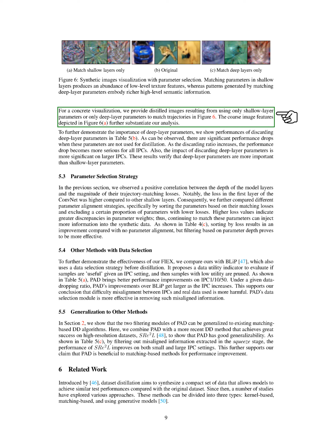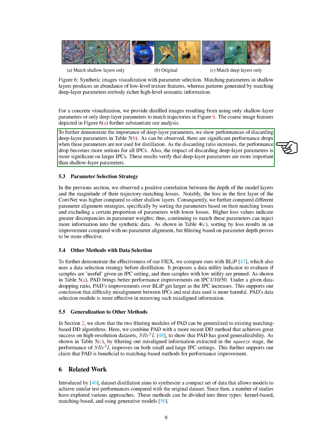We provide visual evidence of this in Figure 6, where images using only shallow parameters show coarse features. Additionally, we demonstrate the importance of deep layer parameters in Table 5, where we see significant performance drops when these parameters are excluded, especially for larger IPCs. Finally, we discuss our parameter selection strategy, noting a positive correlation between layer depth and trajectory matching loss.